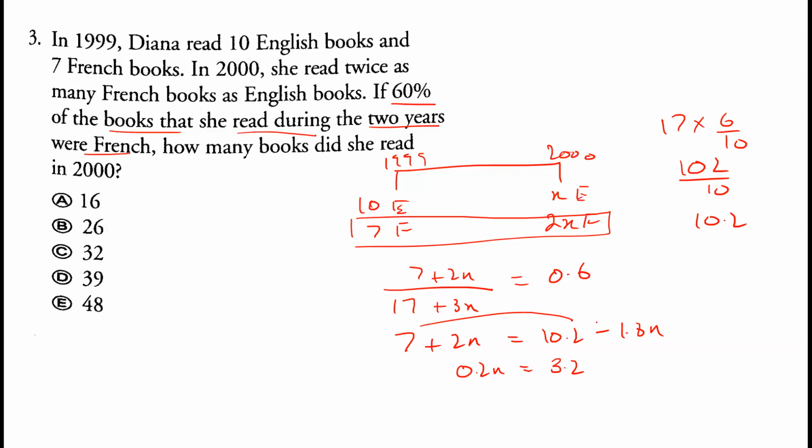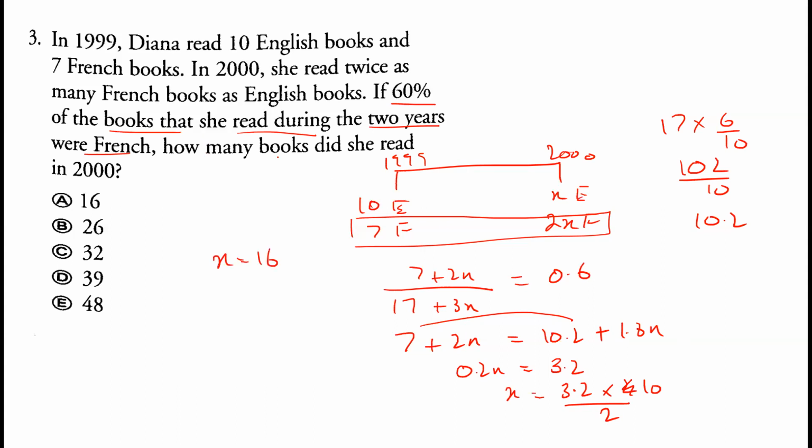And 1.8x will go on the left side, so this would be 2x minus 1.8x, which becomes 0.2x. So x equals 3.2 divided by 0.2, which would be 16. So x equals 16.